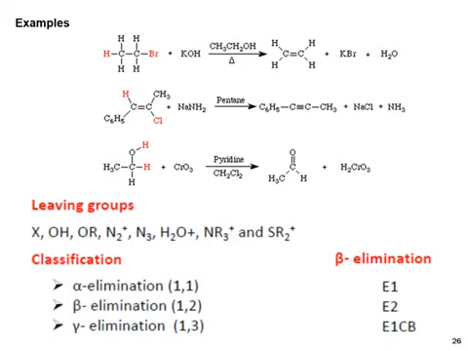Elimination can be classified as alpha elimination, beta elimination, or gamma elimination. When the groups are removed from the same carbon, then it is called alpha elimination. When the elimination groups are removed from the adjacent carbons, then it is beta elimination. When they are removed from the 1,3 carbons, then it is called gamma elimination. Beta elimination is classified into E1, E2, E1cB. In the next slide, we will discuss E1, E2, E1cB types.